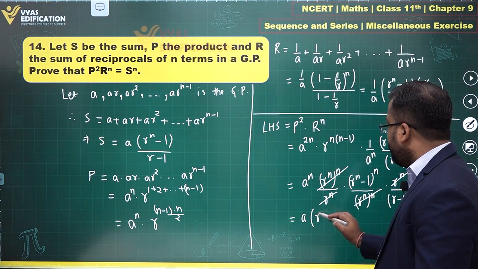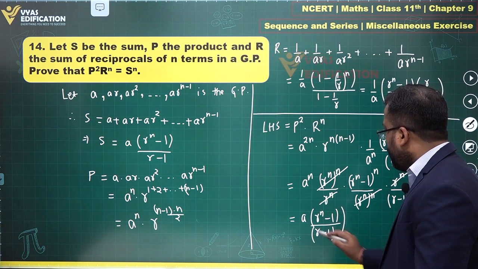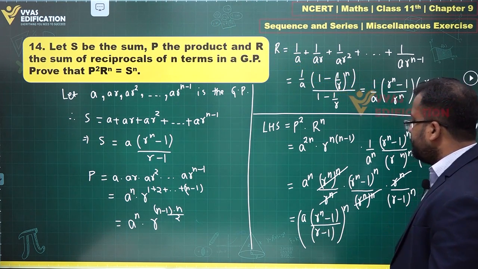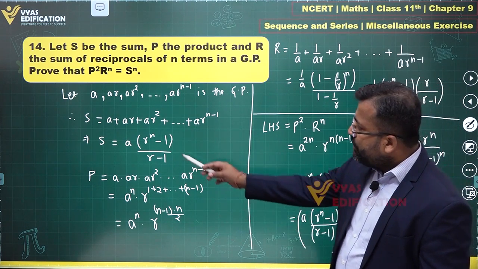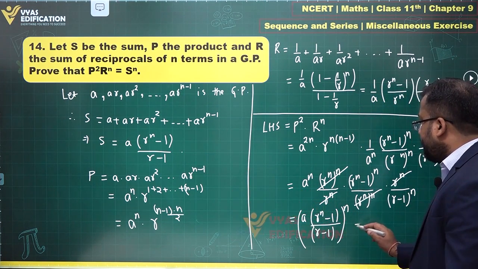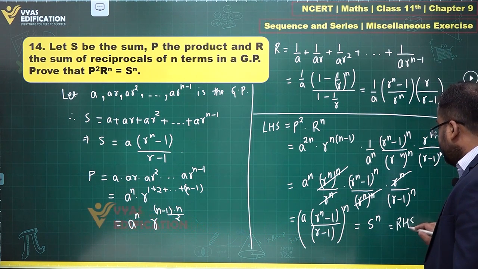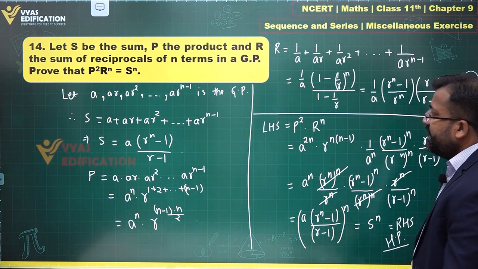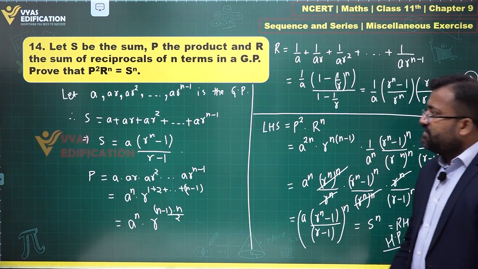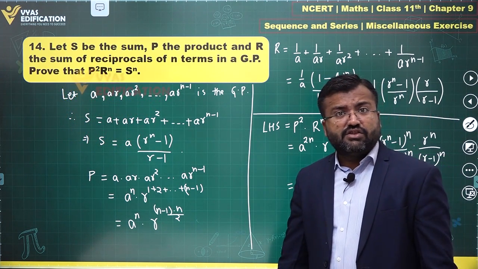Power n can come out common. A times R power n minus 1 upon R minus 1 and whole power n is what we are interested in. What is this equal to? Is this equal to S power n? Yes. And is that the RHS? Yes. So that's the complete proof of this expression here, as you can see over. Is that all? Yes, that's all that you have in this question.